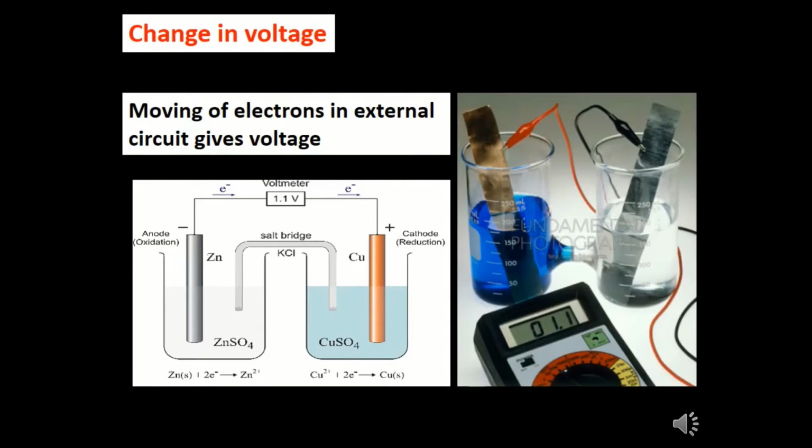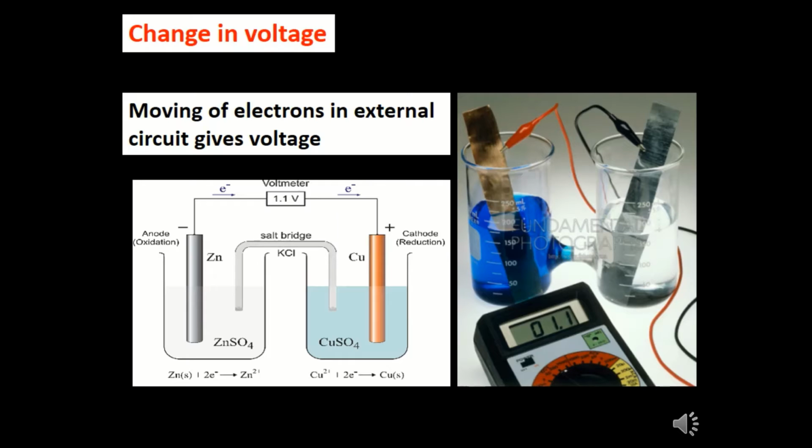Change in voltage, you can see here in these two diagrams. Moving of electrons in an external circuit gives voltage. Of course, you will have a multimeter, and when electrons are moving from one side to another, you will see the voltage, maybe 1 volt or less or more than 1 volt. It depends upon how many electrons are being released or absorbed during the reaction.